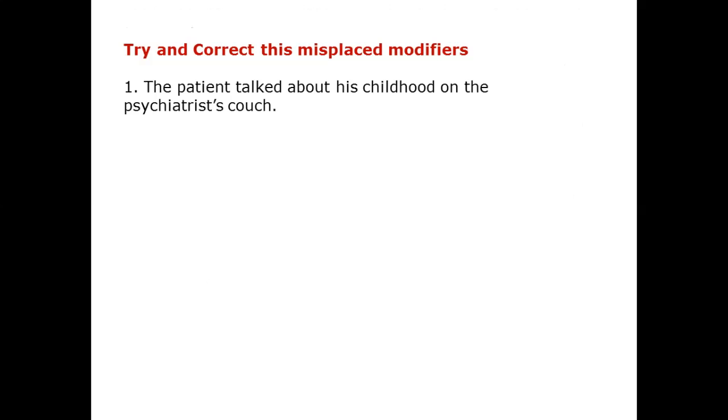Now it's your turn. The patient talked about his childhood on the psychiatrist's couch. The question is to try and correct this misplaced modifier. The prepositional phrase on the psychiatrist's couch comes after the word childhood, but we can't put the childhood on the couch. So the prepositional phrase on the psychiatrist's couch modifies the patient. So we can say, on the psychiatrist's couch, the patient talked about his childhood, or the patient on the psychiatrist's couch talked about his childhood.